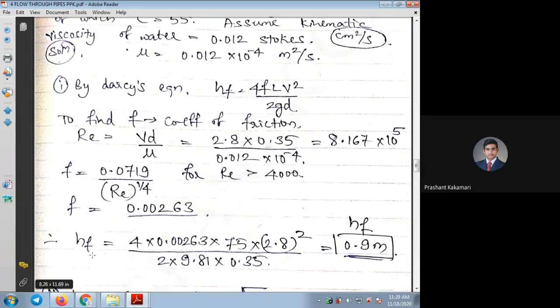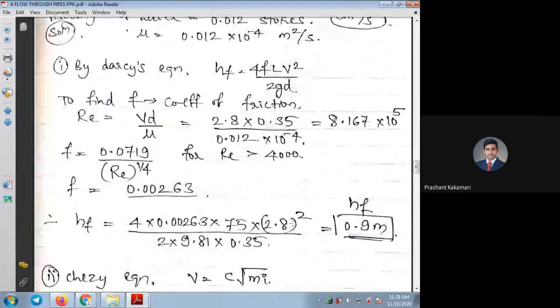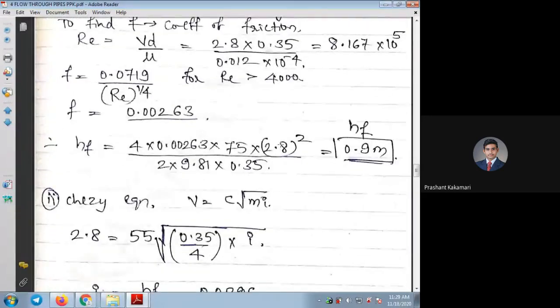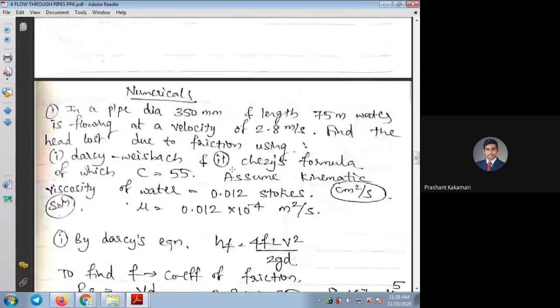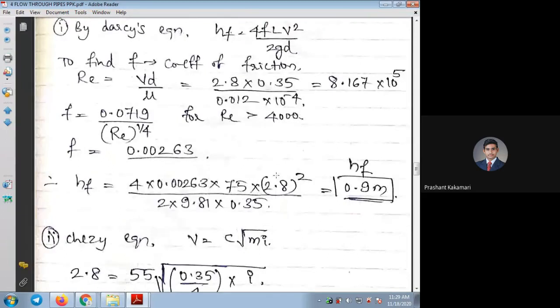So I can substitute 4f as 0.00263, L, length of the pipe, 75 meters, V squared, the velocity 2.8 meters per second squared, divided by 2g into D. D is the diameter of the pipe. The diameter of the pipe is given as 350 mm, in mm we have been given, so convert that into meters. That will be around 0.35. So head loss due to friction is around 0.9 meters here.